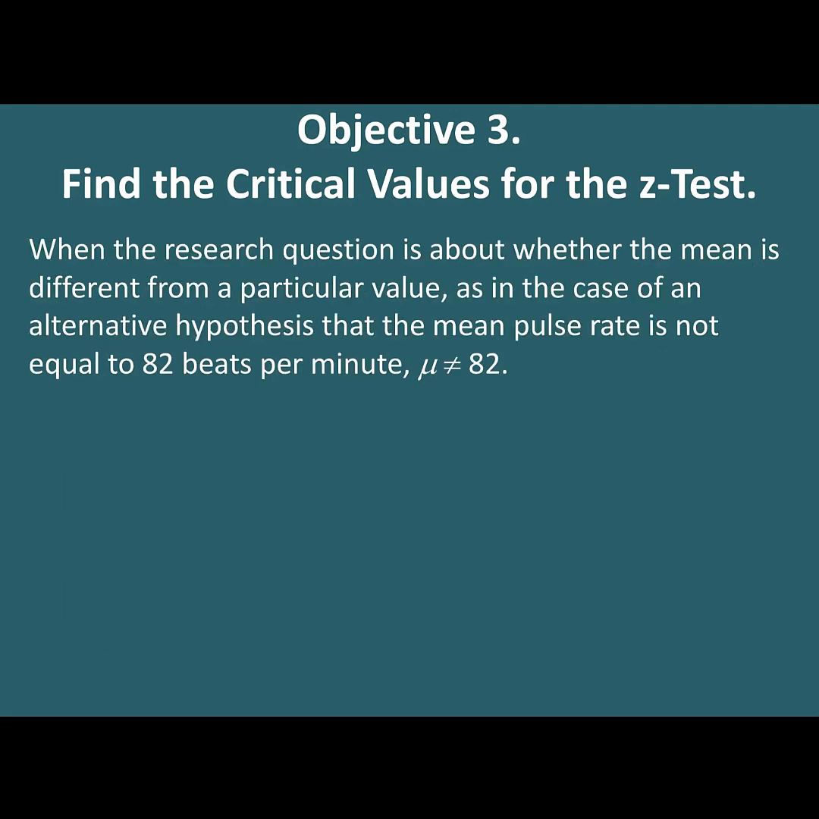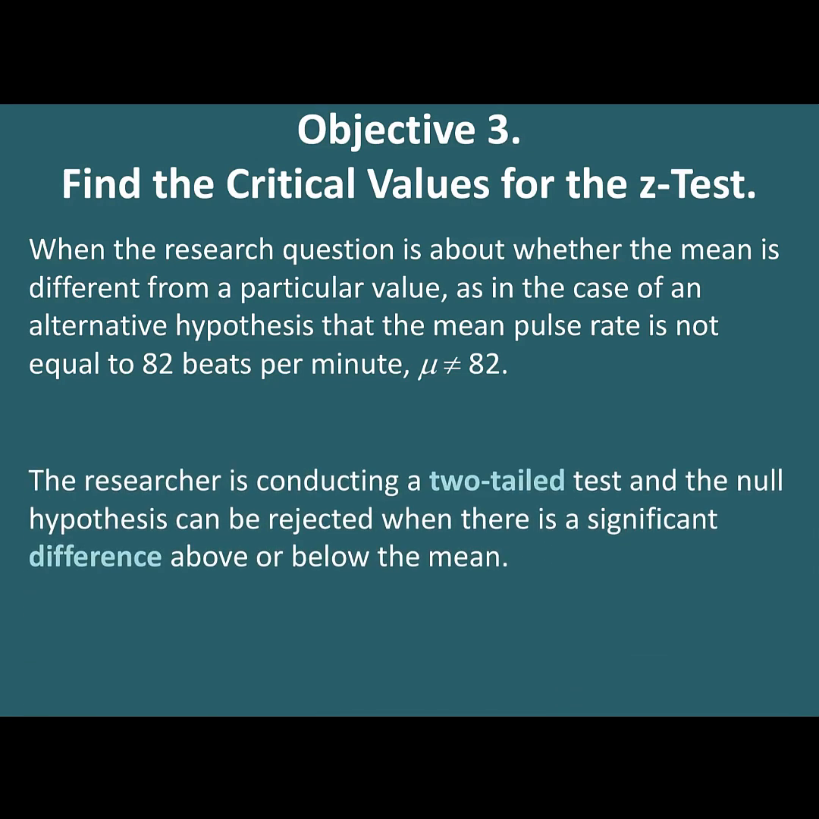And what if the research question was about whether or not the mean is different from a particular value? As in the case of an alternative hypothesis that the mean pulse rate is not equal to 82 beats per minute. That is to say, mu is not equal to 82. The researcher in this case would be conducting a two-tailed test, and the null hypothesis can be rejected when there is a significant difference above or below the mean.